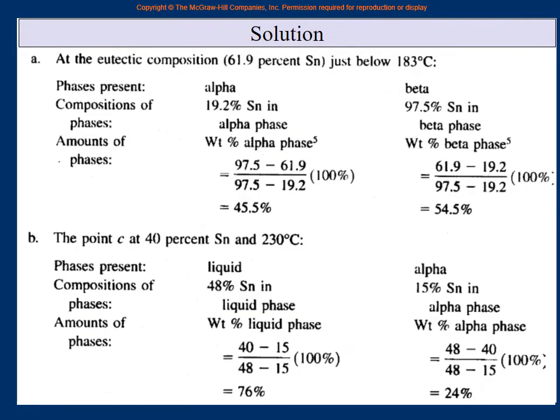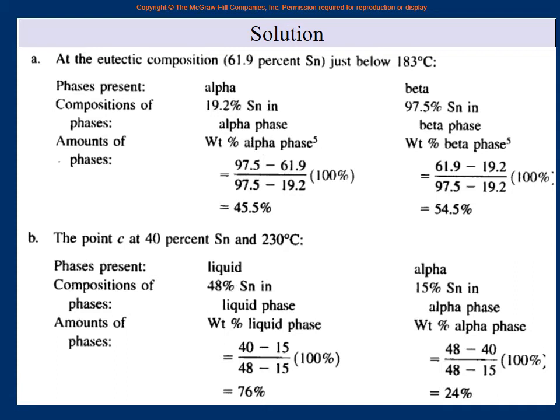So just go through these, right, at 61.9%. Now this is important. You see, just below 183 Celsius. So go back to the diagram. I can't go back here, but go back to the diagram. Just below 183 Celsius, make a tie line. Just below, not at. Just below means assume that it is the tie line.